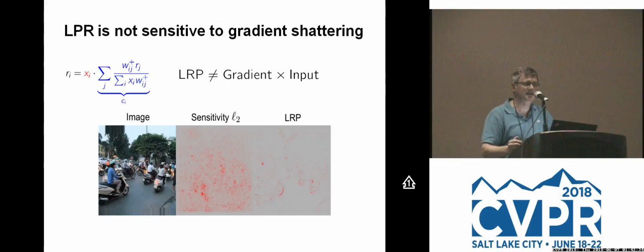Well, it's clear. Sensitivity asks, which pixels should I change such that it becomes a scooter? Of course, if you change the road, then scooters are typically on roads. It makes some sense that these pixels are scooterish, at least if you change them. But it's not the question that you may ask, which is, is this a scooter or not?